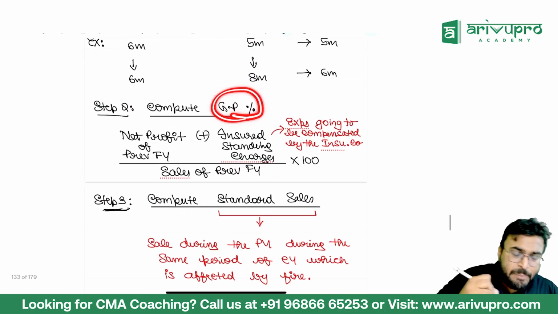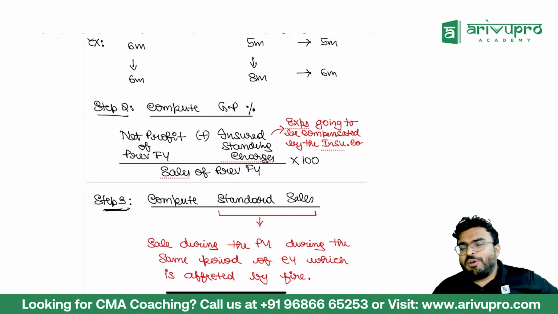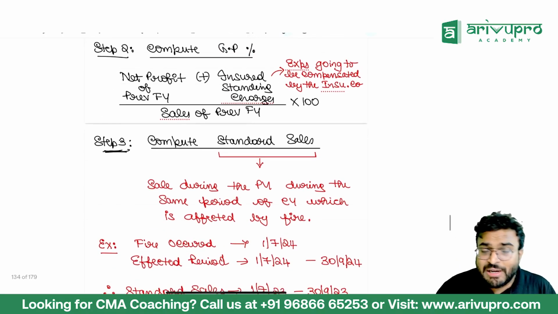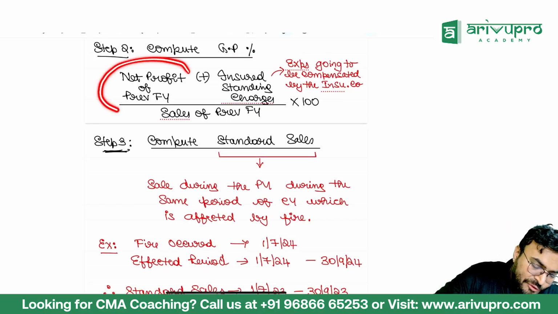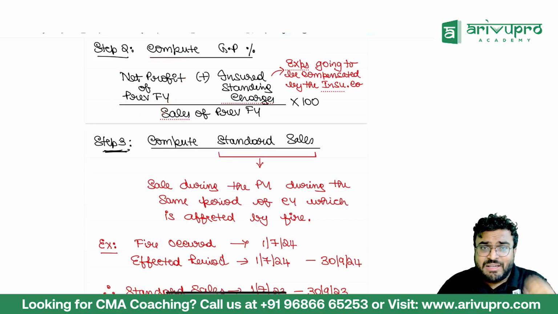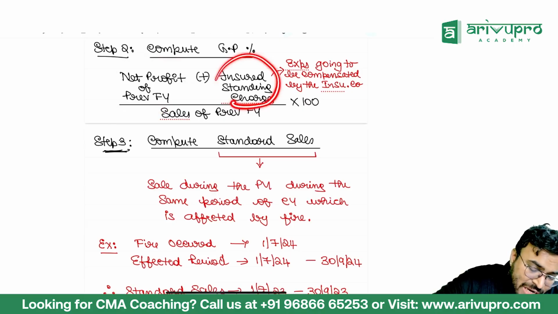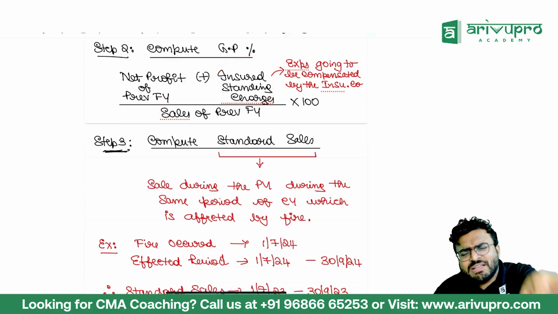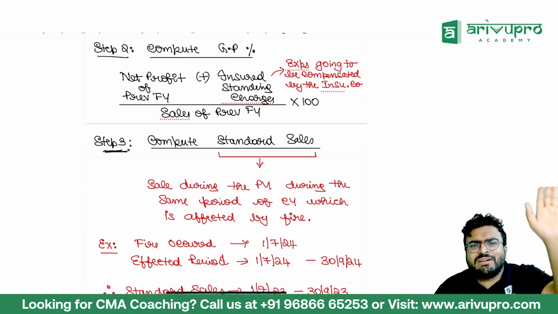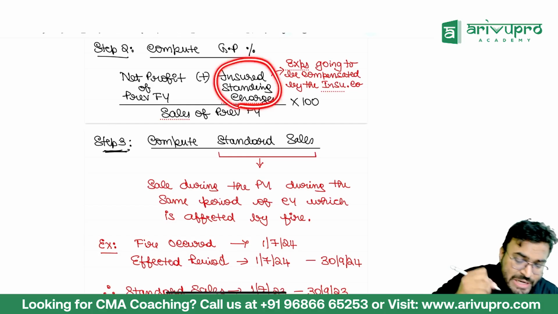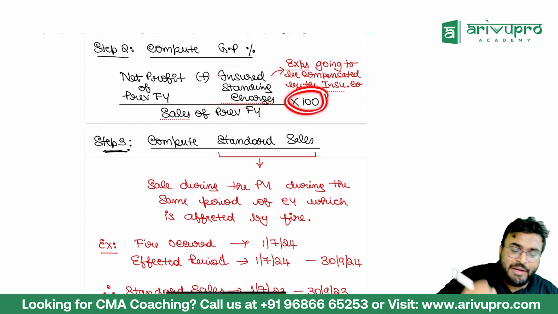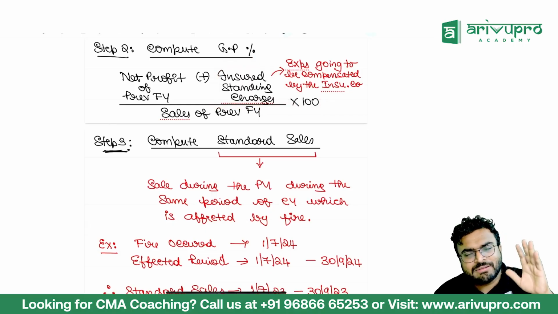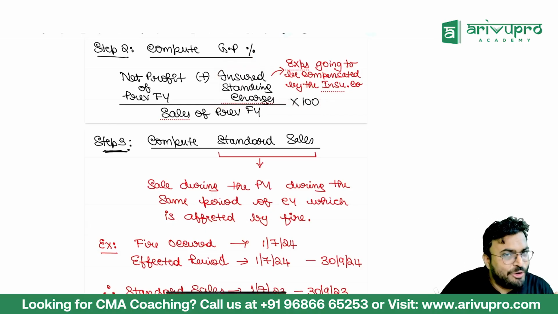Okay. Step 2. Once you know the period, compute the gross profit percentage. Here the gross profit percentage calculation is different, not like our loss of stock or other places. Here we are going to take last year's net profit, add the insured standing charges, which will be given in the question itself, divide by the sales of the previous financial year, and multiply by 100. Done, guys?